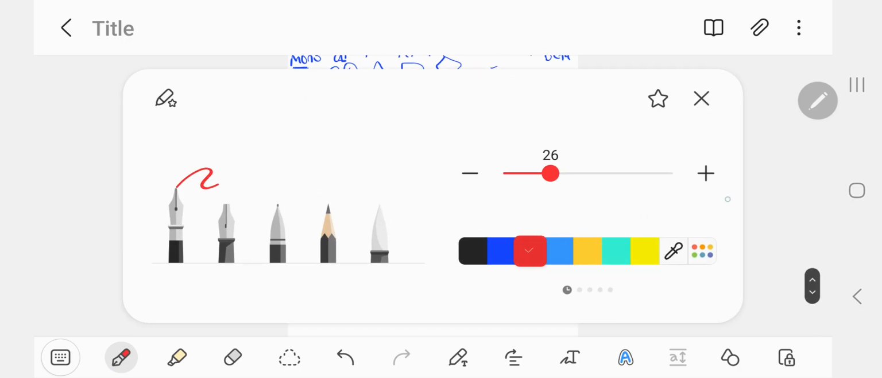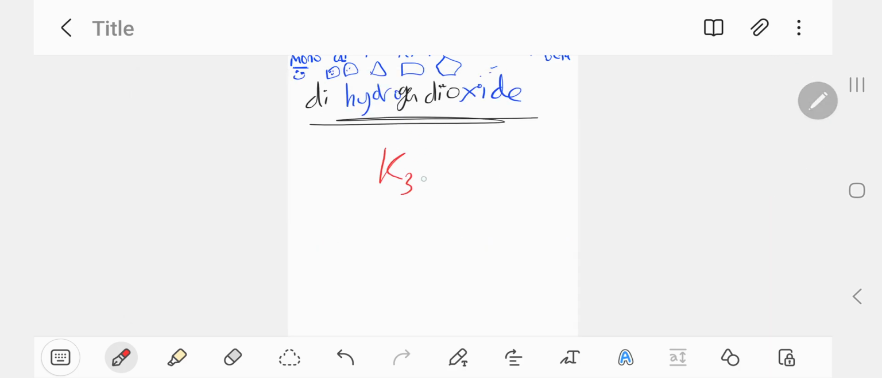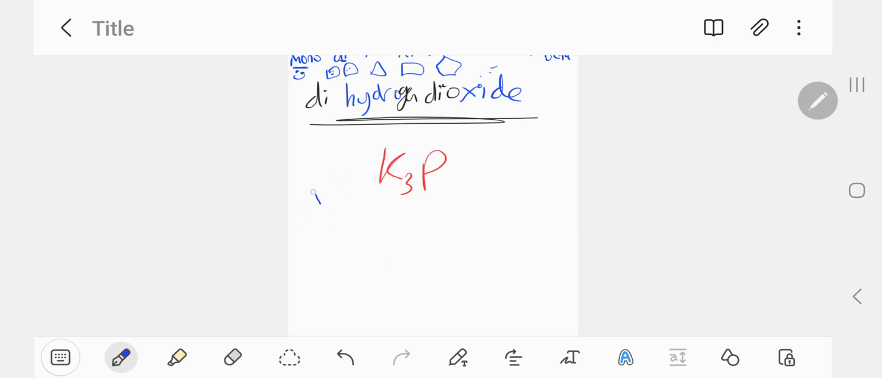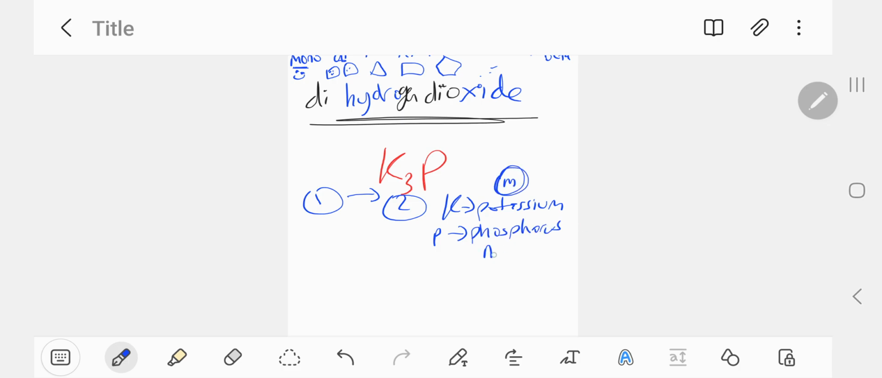Let's do another one. Let's do this. Okay, so step one is to identify if it's ionic or covalent. And the way we do this is we go to the periodic table. K is potassium and P is phosphorus. On the periodic table, potassium is a metal, phosphorus is a non-metal. So potassium is on the left of the periodic table. That's where the metals tend to be. And phosphorus is on the right. That's where the non-metals tend to be. So a metal and a non-metal gives you an ionic compound.